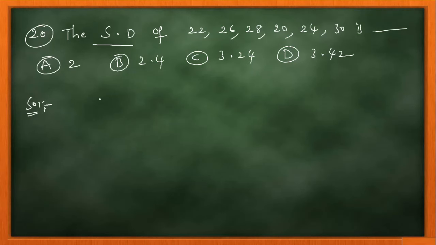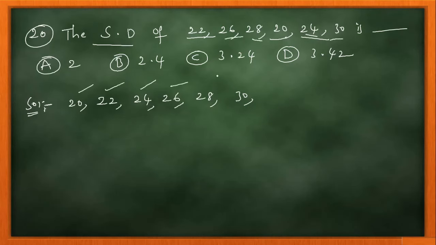Look at the observations. We can arrange the observations in order: 22, 24, 26, 28, 30. 20 is there, 20 also is there. 20, 22, 24, 26, 28, 30. How many observations are there? There are 6 observations. All these observations are consecutive numbers.